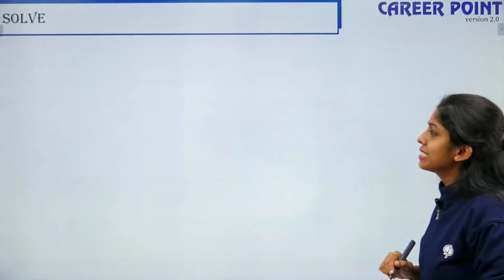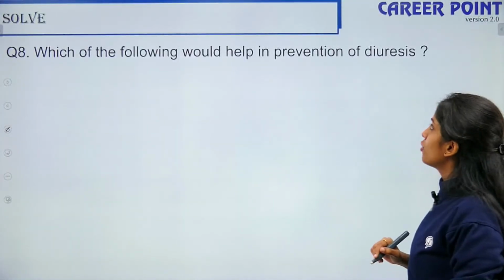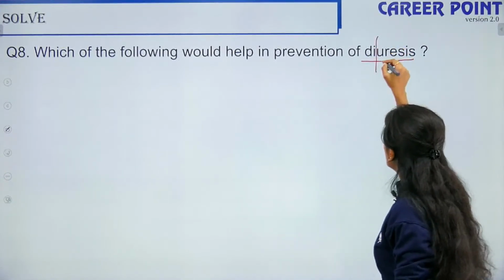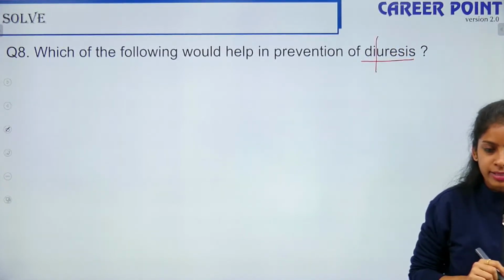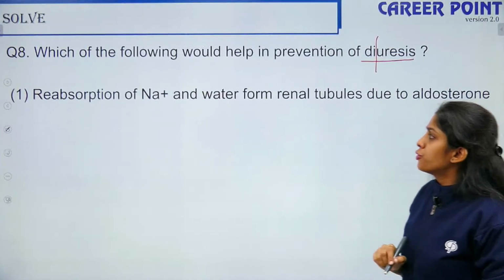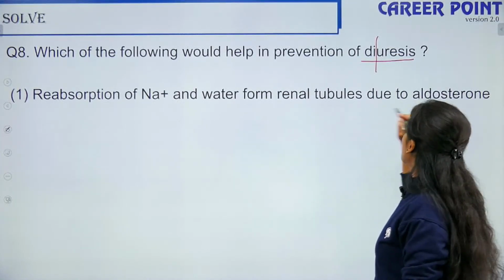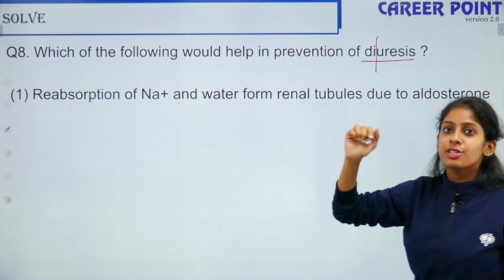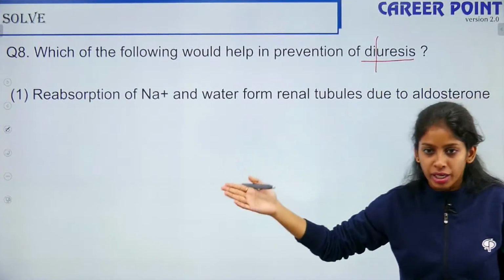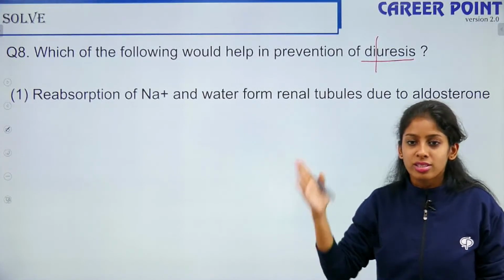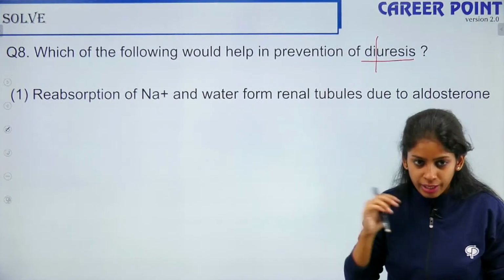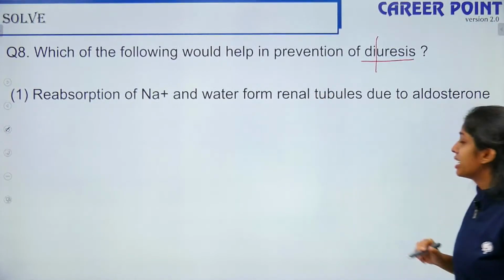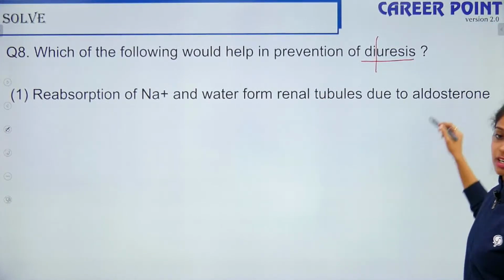Okay, so question number 8 now. Which of the following would help in prevention of diuresis? So what is diuresis? Reabsorption of Na plus and water from renal tubules due to aldosterone. So diuresis, excess of diluted urine. So that is your diuresis, that is diluted urine. Okay, so reabsorption of Na plus and water from renal tubules due to your aldosterone.